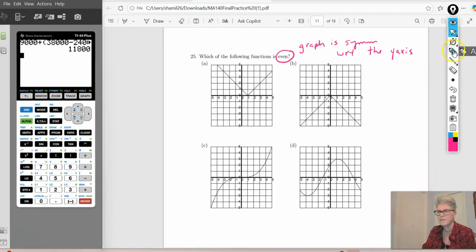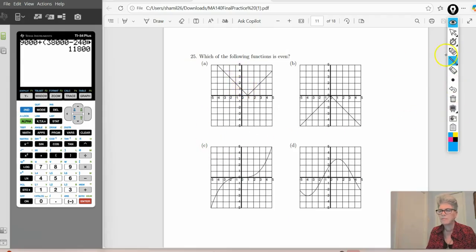And so if I come here to this one, pretend that the y-axis that I've just drawn in red there is a mirror. And if I've got this part of the graph gazing into the mirror, its reflection would be what we get on the other side. So this graph is symmetric with respect to the y-axis. It acts like a mirror. That is the graph of an even function. So the answer is going to be B. Okay. So the answer is B.